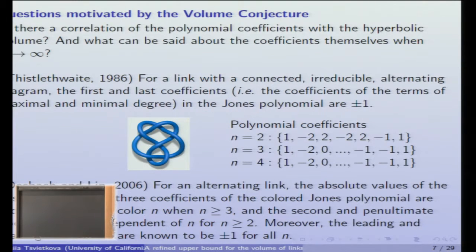And moreover, the leading and trailing coefficients are known to be plus minus one for all n. So Thistlethwaite showed this only for color two, right? And Dasbach and Lin proved it for all colors. So indeed, they do stabilize. And a natural question, well, what about the rest?